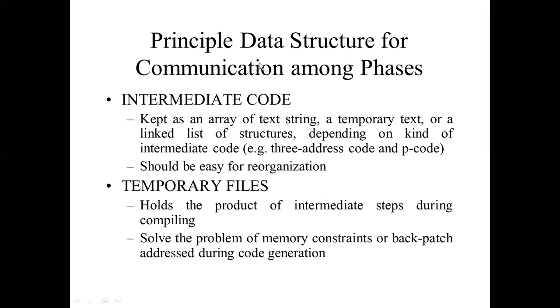So again, data structures for the different phases. The different phases are the analysis phase and the synthesis phase. Again, we are concentrating on the intermediate code. Intermediate code is kept as an array of text strings, or a temporary text file, or a linked list of structures, depending on the kind of intermediate code.